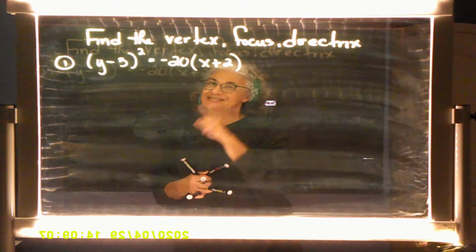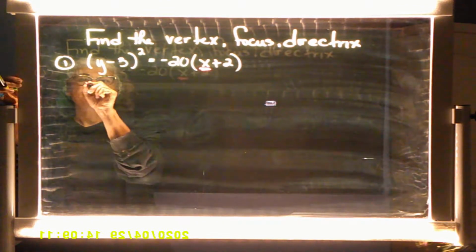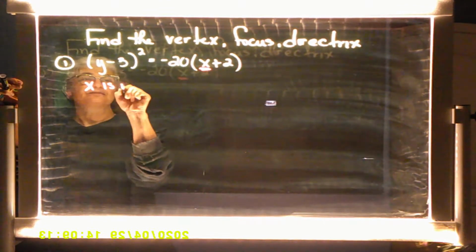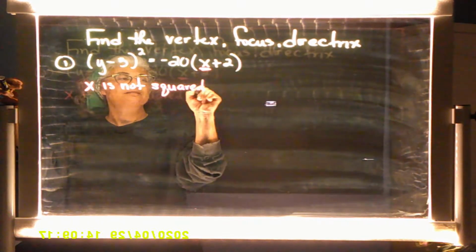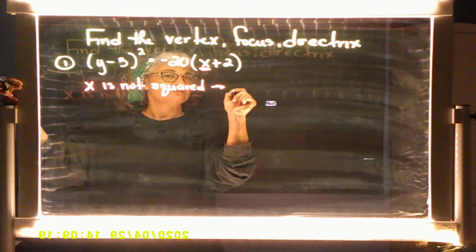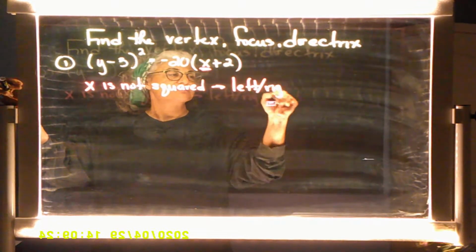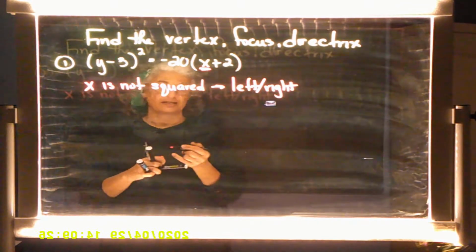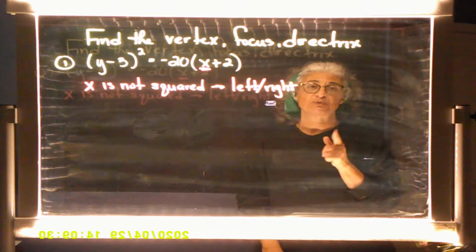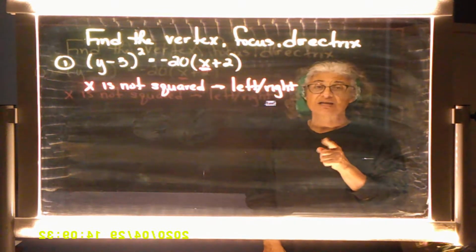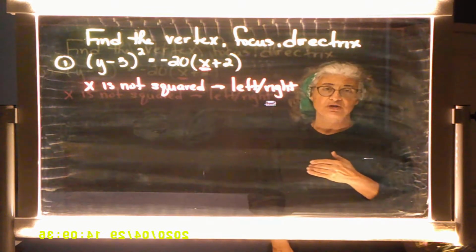Now, which variable is not squared? Yeah, x is not squared. X is not squared, which means this parabola goes either left or right. Got it? X is not squared, which means this either goes left or right, which means it's my x coordinate that's being affected the whole way through this problem.